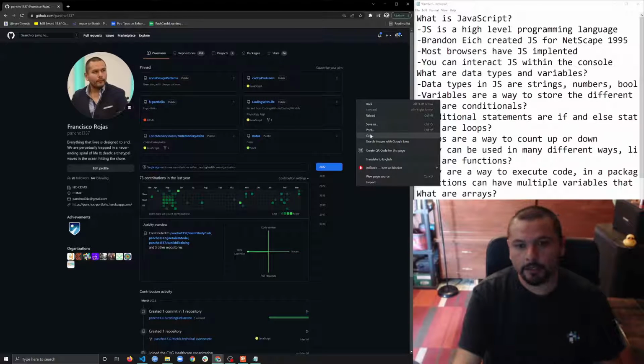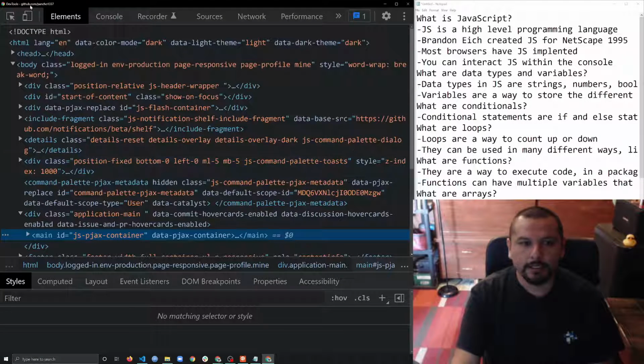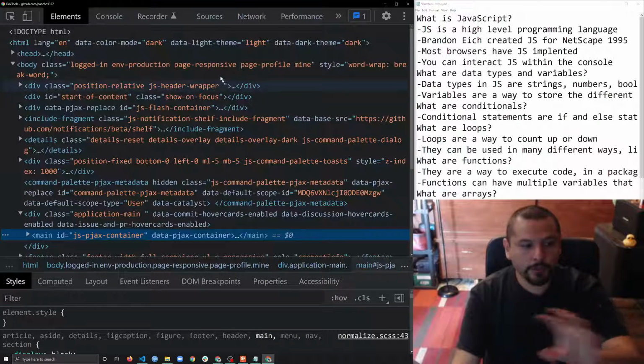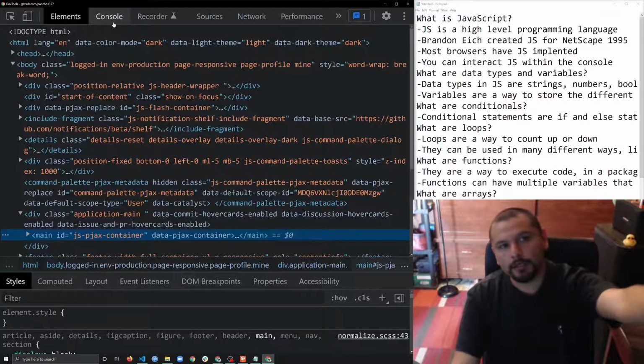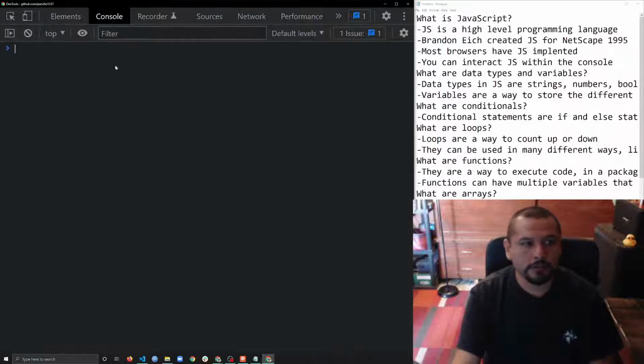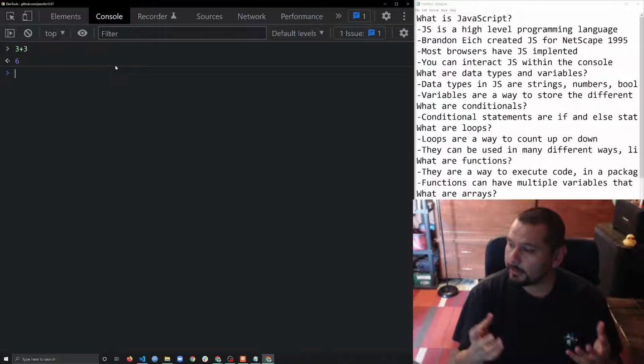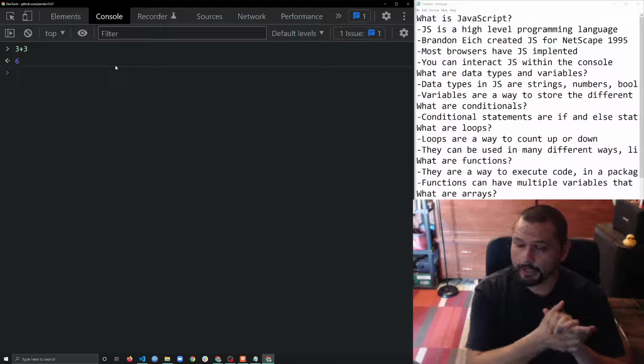You right click on the navigator, then you click on inspect, and when you click on inspect, you're given this thing. This is where you can run JavaScript. If you click on the taskbar on top, on console, here you can write JavaScript. So we can say 3 plus 3 will equal 6. And this is logic that JavaScript is interpreting.